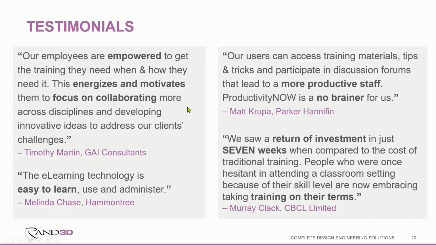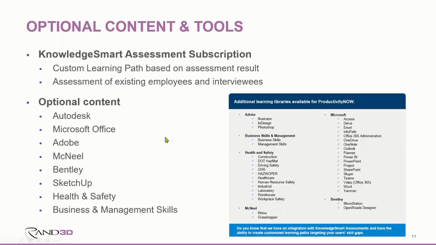Todd has mentioned the other tools that we have available, or other libraries of content, in the system. Even if you're using this for CATIA or Creo, you can see some optional content that we provide as additional add-on libraries. So if you're using Autodesk tools in addition to either CATIA or Creo, we offer a full library on that. And then some other specialized areas, other software tools like SketchUp, Adobe tools, Microsoft, even health and safety and business management skills. So quite a range for not just your CAD users, but for other users throughout your organization.